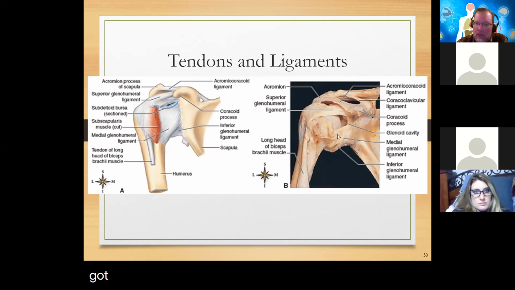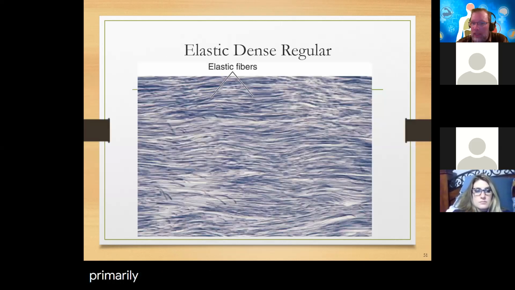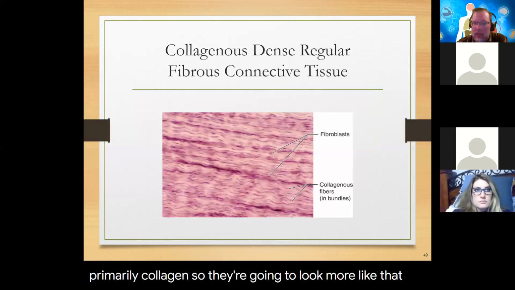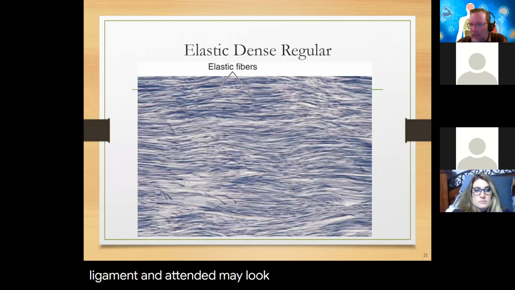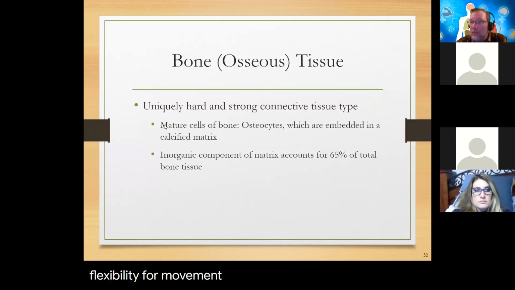And again, ligaments are going to be very dense and regular and primarily collagen. So they're going to look more like that, a ligament. And a tendon may look a little more like this. It may have a little more elasticity to provide some more flexibility for movement. Okay, so fibrous connective tissue.